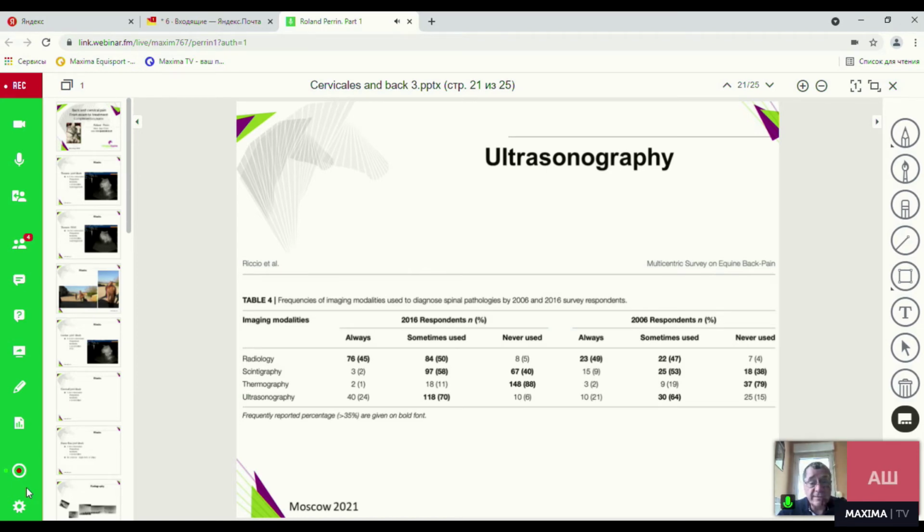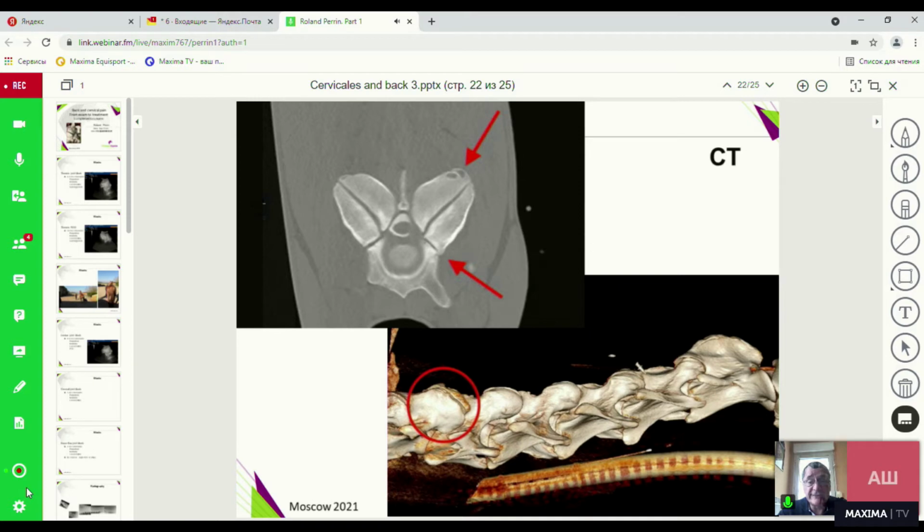And during the last years, you have the appearance of the CT, and the CT is very, very useful for the cervical area. And now we understand some things. Before, with only radiology and ultrasonography, it was difficult, but now with the CT it is very, very interesting. So I think in the future, using the CT will not be an obligation, but you have to do it if you want to understand.